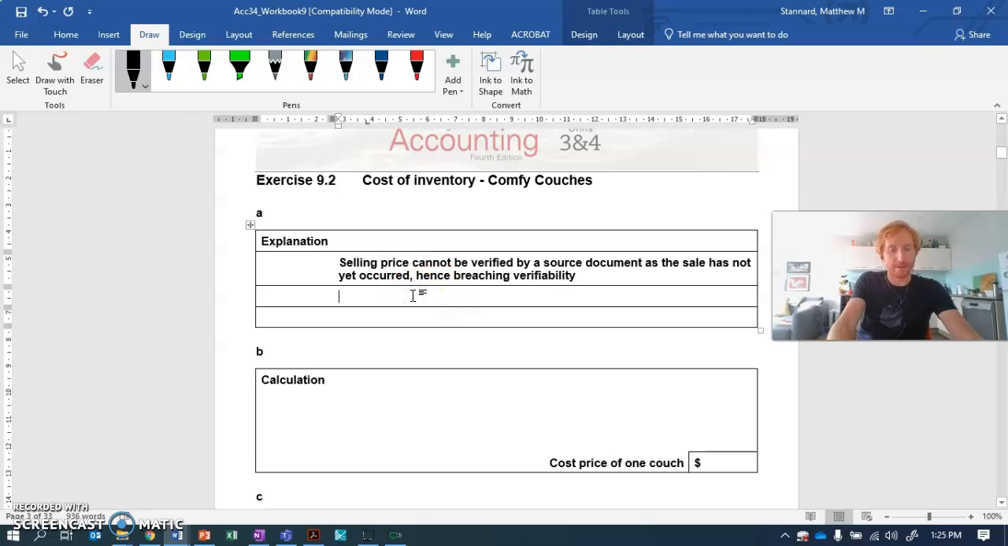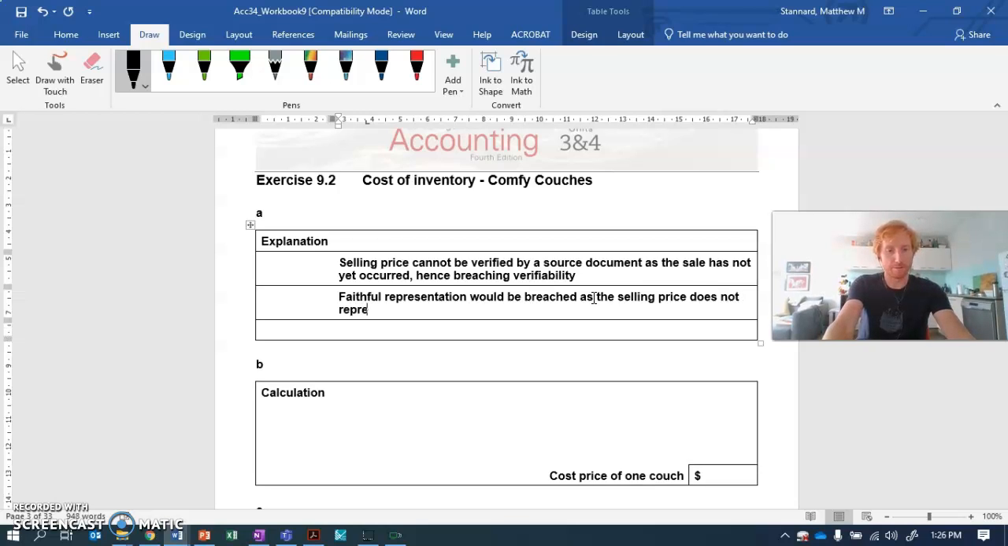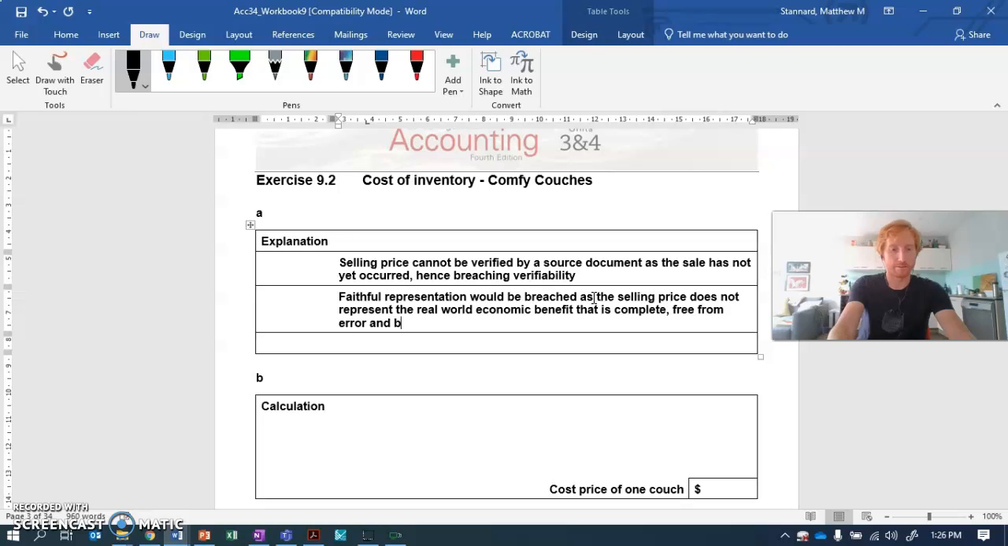And then also faithful representation would be breached, as the selling price does not represent the real world economic value of the economic benefit that is complete, free from error and bias.